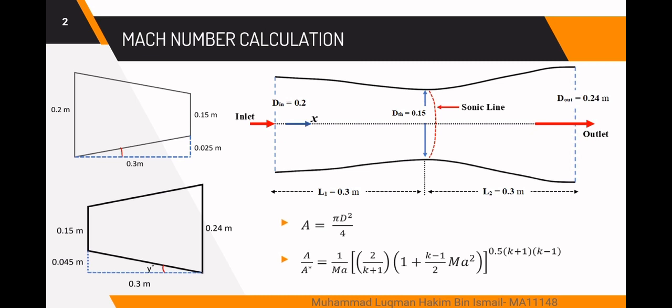To make the calculation easier to understand, I divided it into two parts, which are the nozzle part and the diffuser part. The formula used is area equal to pi d squared over 4. We use this formula because the converging and diverging duct is in cylindrical shape. After that, we'll also use the area ratio formula shown in the slide.